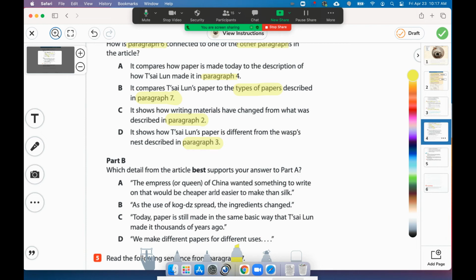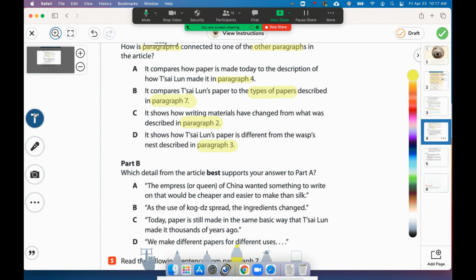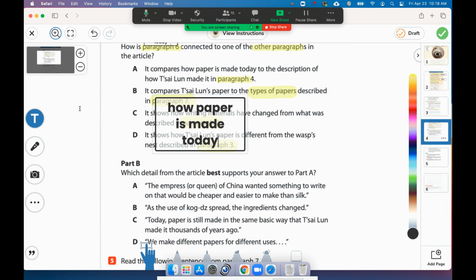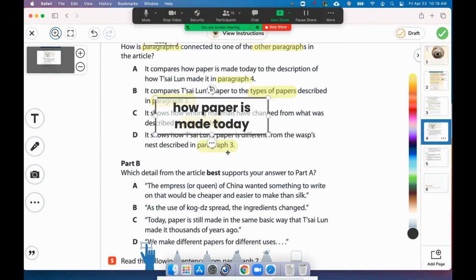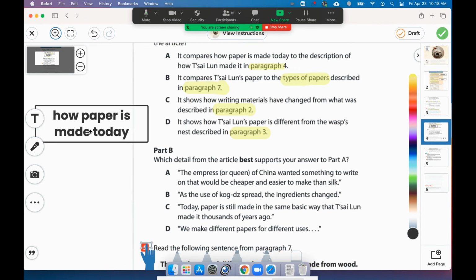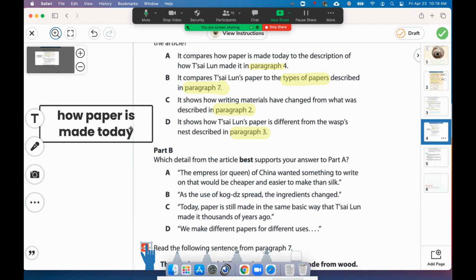These are kind of tricky. Just give it your best guess. Think about which ones talk about how paper is made today. That's what paragraph 6 was all about. How it's made today. So whichever answers you choose have to talk about that.